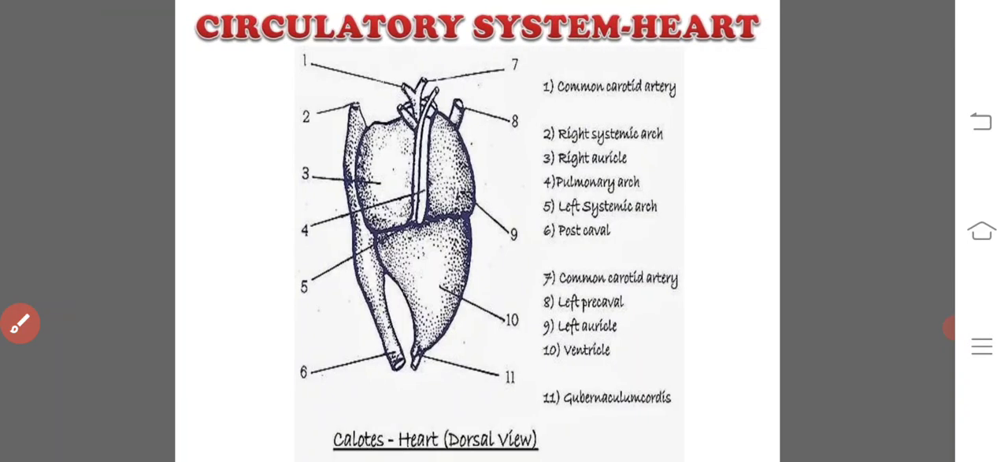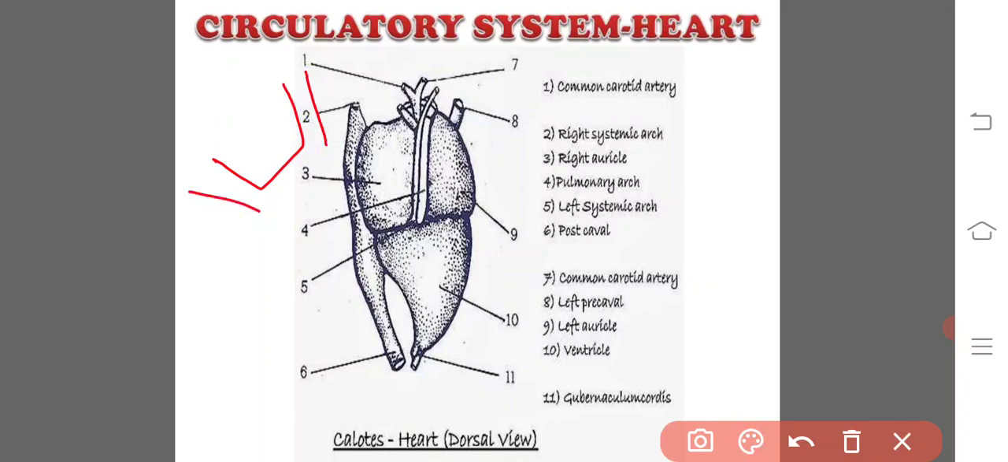Let us see one by one. Sinus venosus. On the dorsal side of the heart, a thin-walled chamber is present. It is called the sinus venosus. It is formed from the union of two precaval veins and one postcaval vein. They form the sinus venosus. These two are the precaval veins and this is the postcaval vein. All of them fuse together and form the sinus venosus.